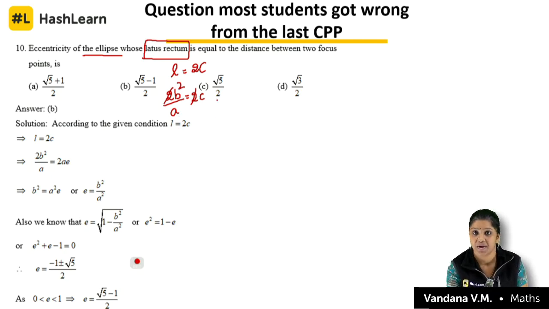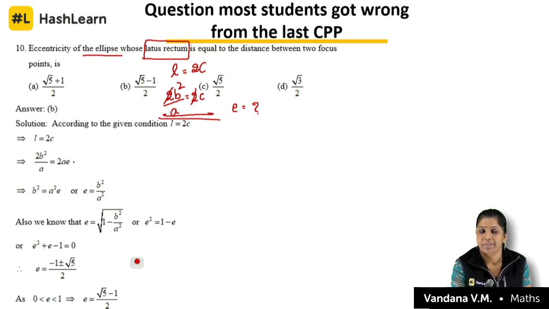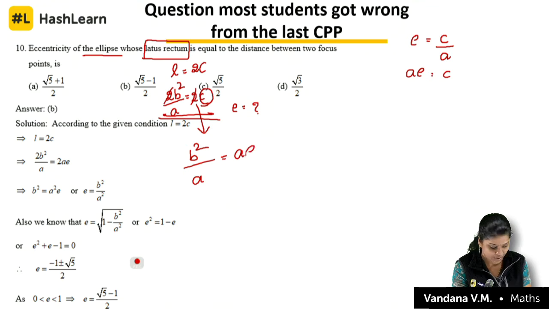That is a relationship. At that time, what you have to find out is the eccentricity, the e value. Now think, children, there is no e value at all. But still, using this relation, I would like to find the e value. So the only way is to convert c in terms of e. We learnt e is equal to c by a. Now c can be written as ae. So this relation converts to b square by a is equal to ae.